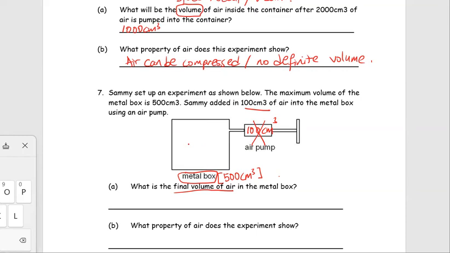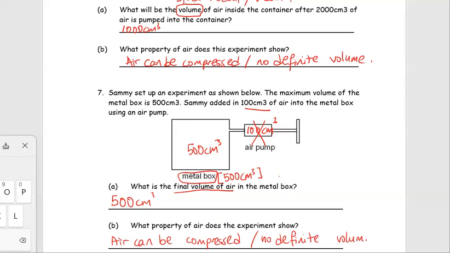So if the box has 500 cubic centimeter of volume, or occupies 500 cubic cm of space, no matter how much air you pump in, the metal box is still the same size. It's still going to take up 500 cubic centimeter of space. And what does this show? Again, it shows that air can be compressed, or you can say air has no definite volume. So what's the volume of air? I don't know. It's not definite. You have to depend on the container. How much space are you giving it in the container?